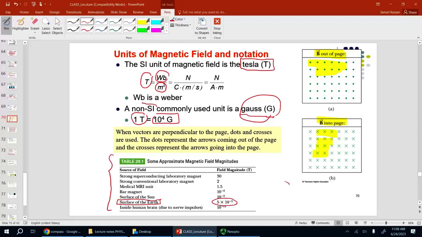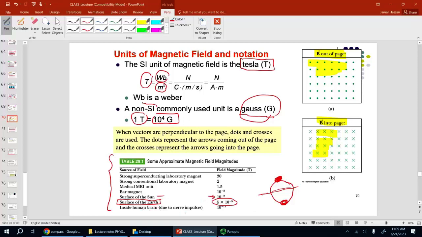Now, this magnetic field, if you are closer to the north, let's say closer to Canada, or the North Pole or South Pole, this number goes up because it's stronger. Because in the UAE, we are closer to the equator, so the magnetic field here is weaker. At the surface of the sun, the magnetic field is stronger.